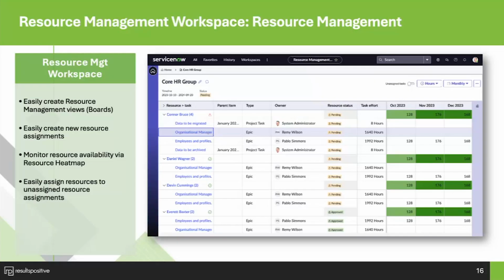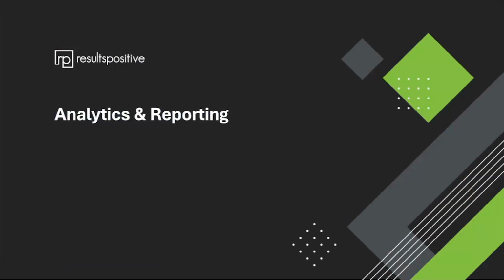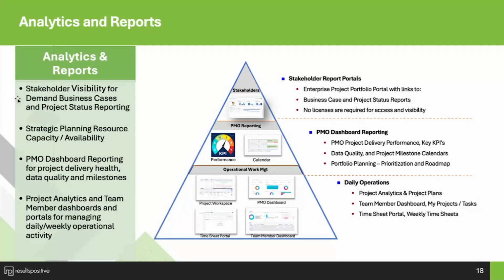And next here, we always like to highlight analytics. And so we know that definitely varies based on organization, but we typically see 3 levels of analytics and reporting: kind of stakeholder reports, the overall PMO dashboard type reports, and then daily operations type reports. So down with daily operations, as a project manager, they would use their project analytics within their individual project, their project plans. So that's typically what they would use.